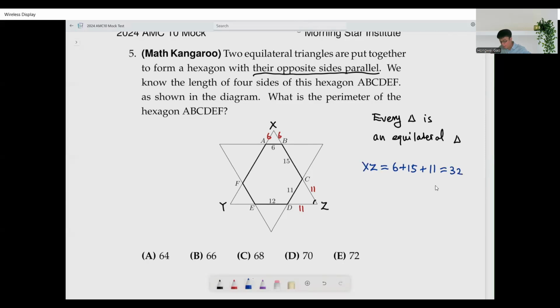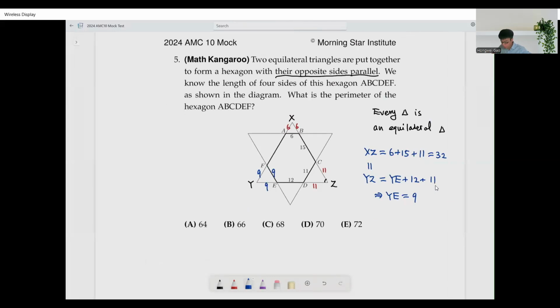But since XYZ is an equilateral triangle, XZ should also equal YZ. From here, YZ equals YE plus 12 plus 11. From here, we can solve for YE. Now, YE equals 9. Next, we know that EFY is an equilateral triangle. YE equals 9 implies EF equals 9. Also, YF equals 9.